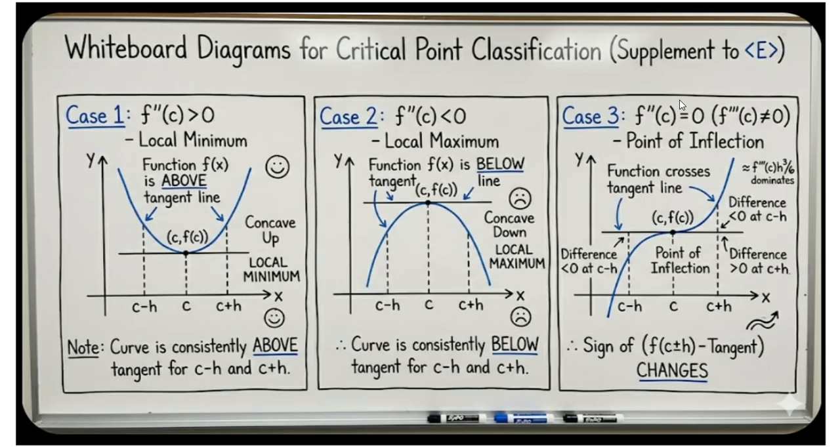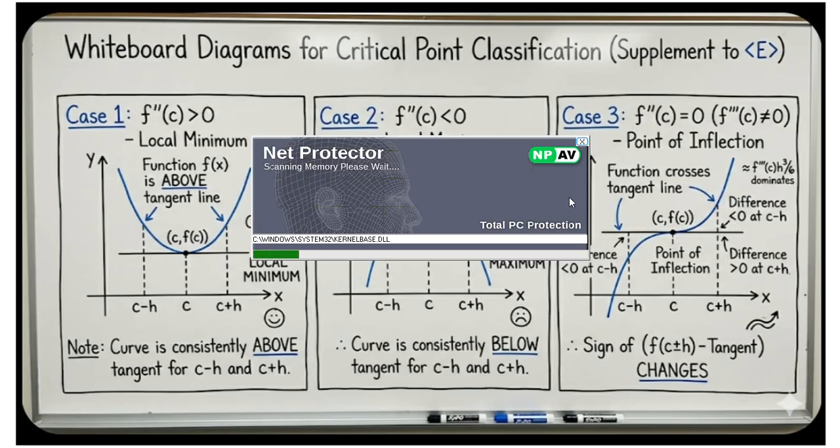If f double dash of c is equal to 0 and the other term f triple dash of c is not equal to 0, what happens in this case? The difference is dominated by the third order derivative. On the left side, c minus h, h is negative, so the term h cube by 6 becomes negative, and let us assume f triple dash of c is positive. The difference is less than 0, so the curve is below the tangent. This is called concave down here.